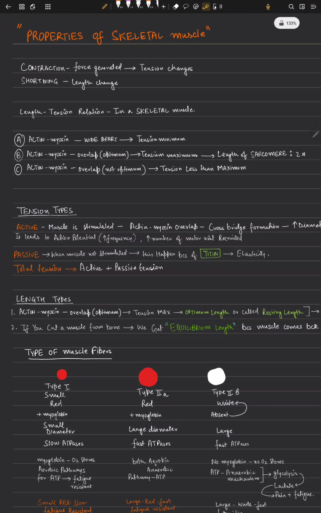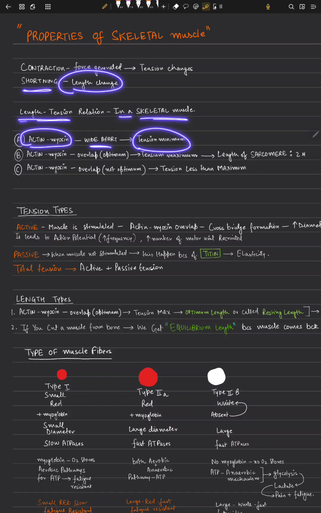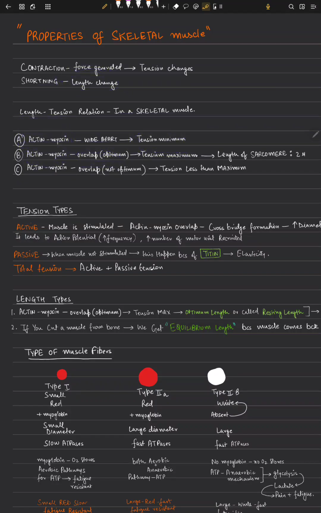So properties. Contraction is just when the force is generated, the tension changes. This is contraction. Shortening is the length changes. Length and tension relationship in a skeletal muscle is actin myosin interaction. If they are wide apart, then tension is minimum, of course. If actin myosins are overlapping and they have to overlap optimally, the tension is maximum at this point. The length of sarcomere is 2 micron at this time.